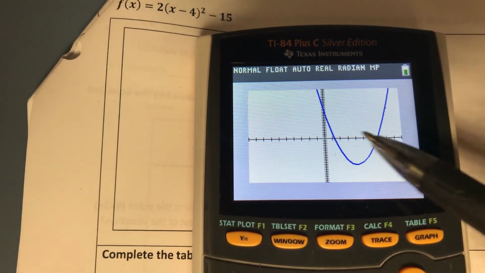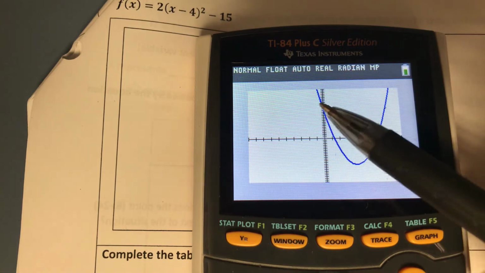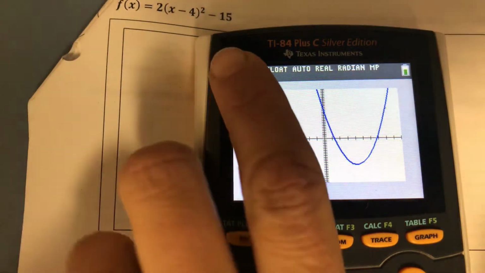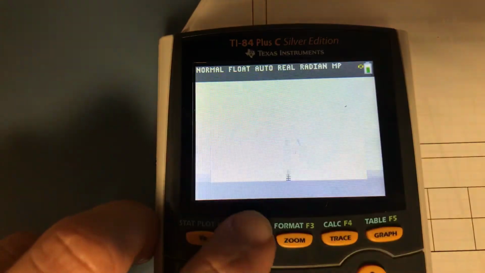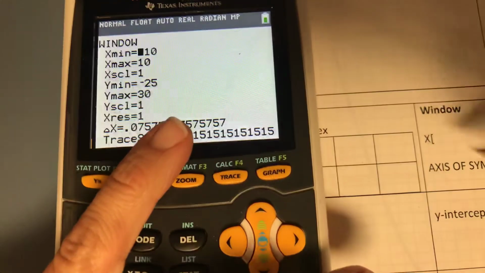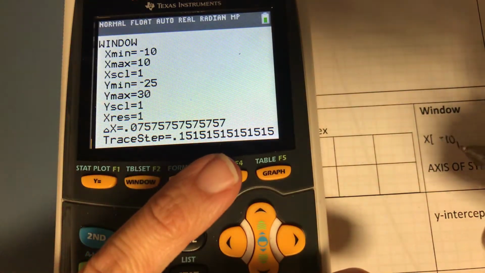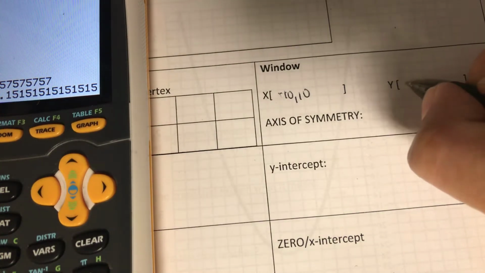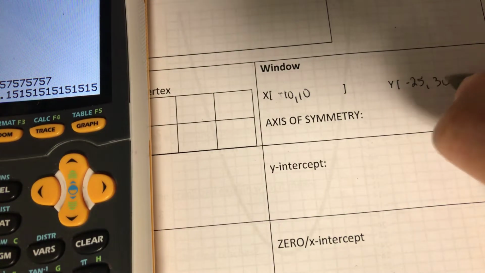Alright, so I can see my x-intercepts, my y-intercept, my vertex. I've got those important points. So let's draw our picture. Let's put our window down first. So if you don't remember what it was, my x went from -10 to 10. Oh, you can't see that. And my y went from -25 up to 30.